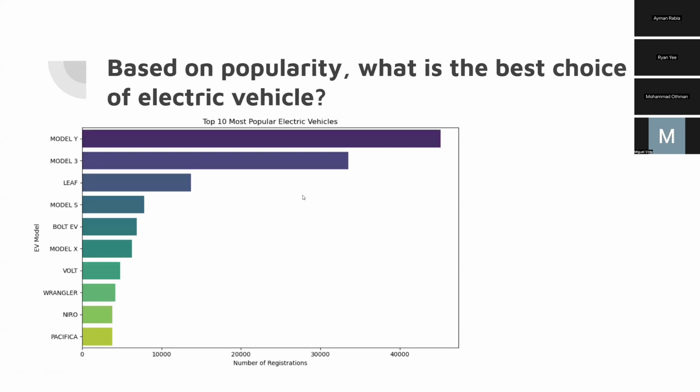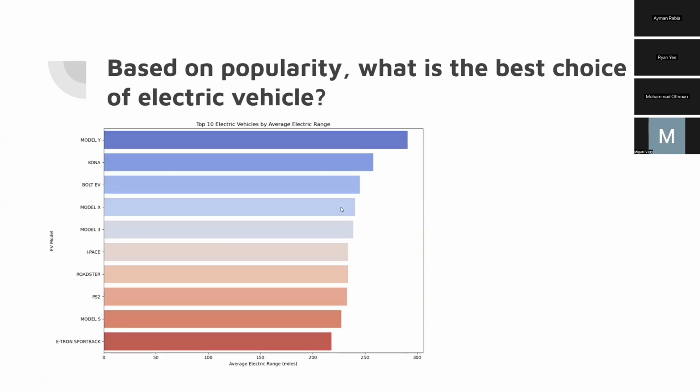So we created a bar graph here. On the x-axis, we have the number of registrations, and on the y-axis, we have the EV model. And evidently, we can see that the Model Y outperforms the rest of them as the more popular choice. And these were just the top 10 most popular electric vehicles, since we had a little over 40 total, which we can't fit on the bar graph. Yeah, next slide.